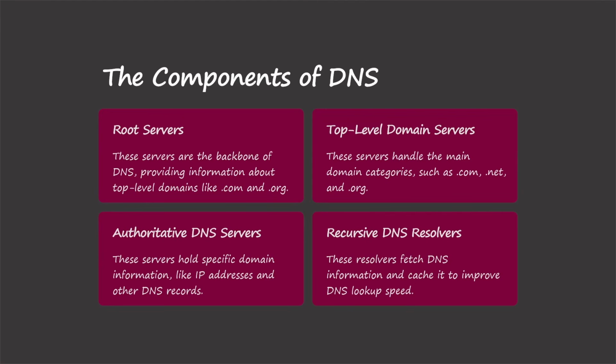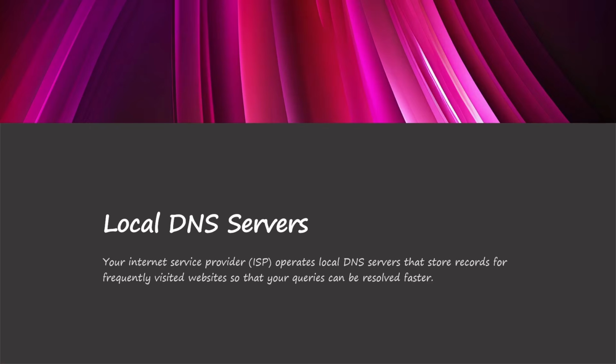And top level domain servers handle the main domain categories such as .com, .net, and .org. Authoritative DNS servers hold the specific domain information like IP addresses and other DNS records. And recursive DNS resolvers fetch the DNS information and cache it to improve the DNS lookup speed. So what is a local DNS server? Your internet service provider, ISP, operates the local DNS server that stores the records for frequently visited websites so that your query can be resolved faster.